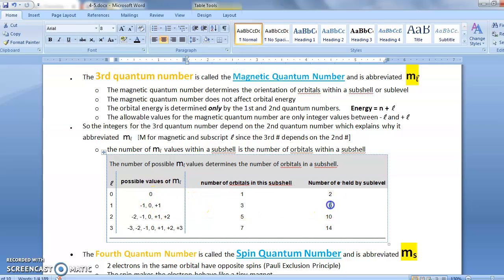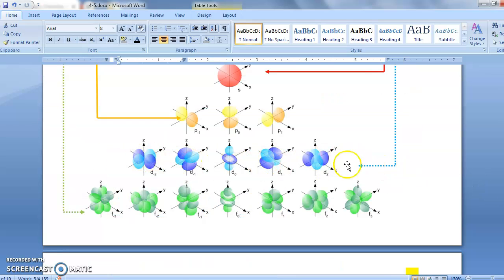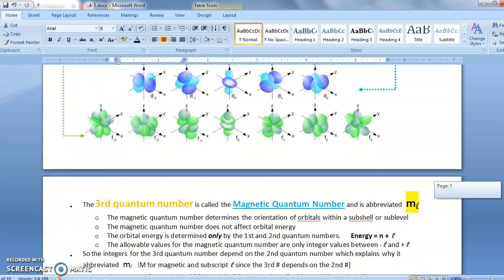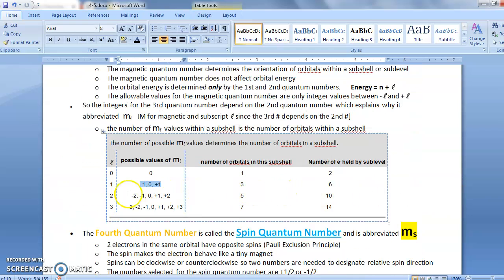Each orbital holds 2, for 6. So when that second number is a 1, you know there's 6 total electrons that'll fit in the 3 orbitals that make up the p sublevel. When the second number is a 2, you're in the d sublevel. How many orbitals made up the d? There was 5. What are the numbers we give to those orbitals? Minus the second number to positive the second number: minus 2, minus 1, 0, 1, 2. That's 5 numbers, so there's 5 orbitals. Each orbital holds 2. That's 10 electrons in the d.